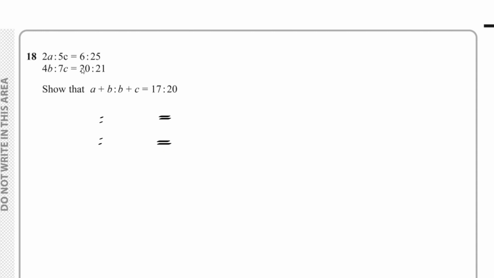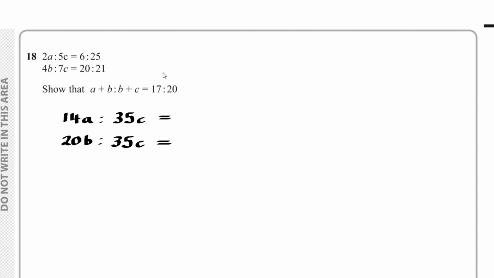Now, what we can do is make the c's the same. I've got 5c here and 7c here. The lowest common multiple of the 5 and 7 is 35, so I want a 35c for both ratios. Now, how did I go from the 7c to the 35c? Well, I multiplied by 5, so 4b times by 5 is 20b. How do I go from the 5c to the 35c? Well, I multiply by 7, so 2a times 7 is 14a.